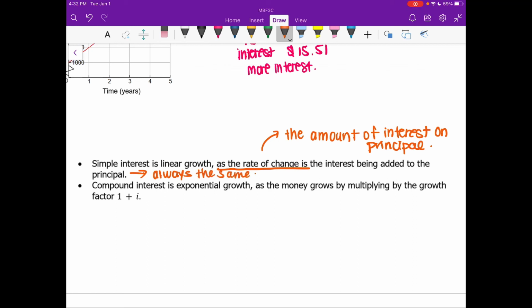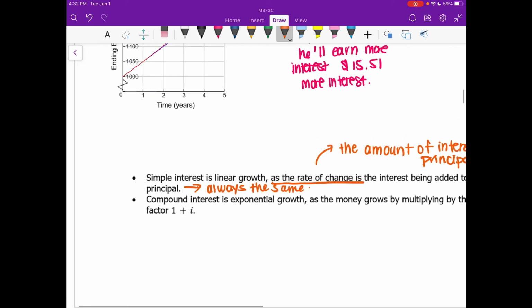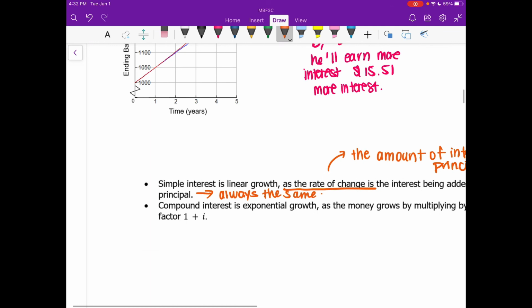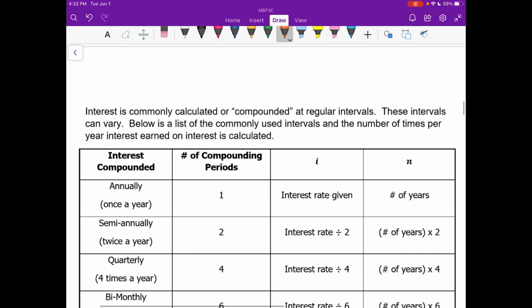Whereas compound interest is exponential growth. As the money grows, it's multiplied by the growth factor 1 plus i, where i is your interest rate. And we're going to talk about different compounding periods, because different compounding periods might actually affect how much it grows. So we're going to talk about what the compounding period is. We're also going to talk briefly about what affects the compounding period.